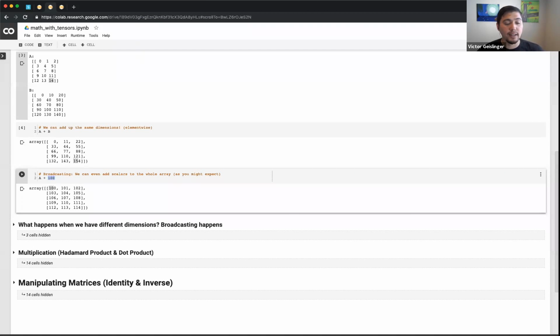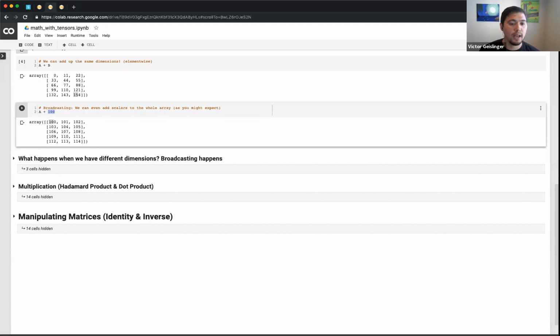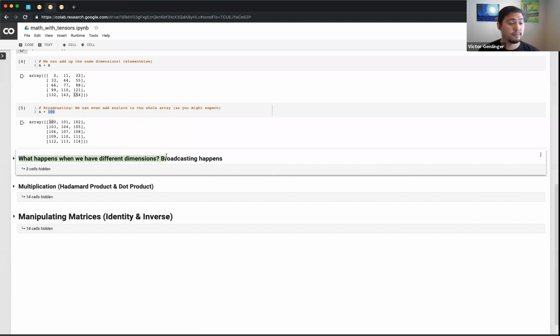Basically, it comes down to the fact that we can use efficiencies to make this work well too. So you'll see it quite often and you'll probably use it yourself. But it can be kind of confusing and intimidating at first. But anyway, this leads us into what happens when they have different dimensions and we try doing broadcasting.